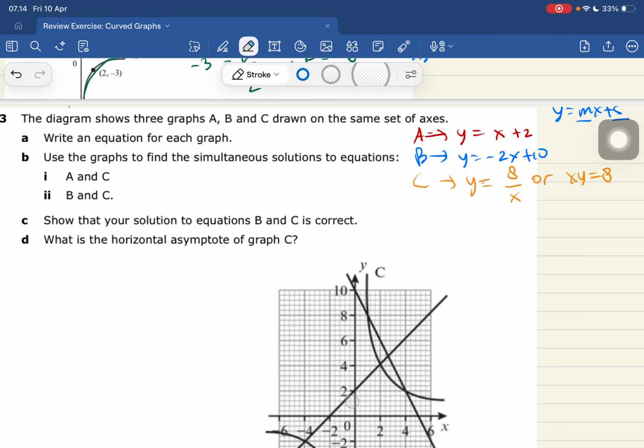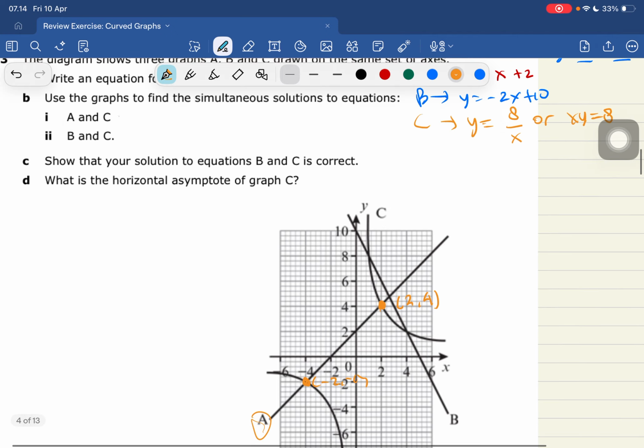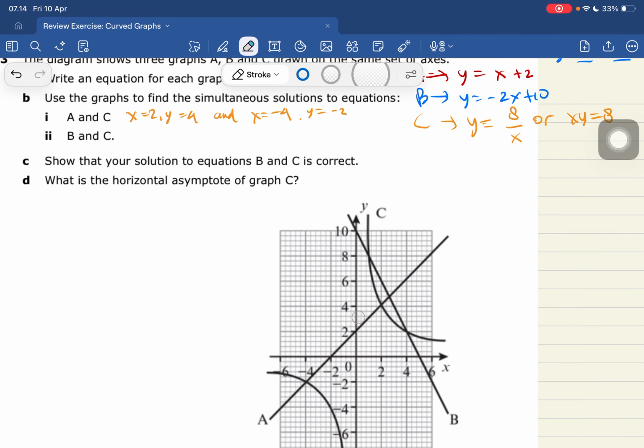Okay, we'll use the graph to find the simultaneous solution to the equations. A and C. This is A and this is C. We got the first point here and the second point is here. So this point is 2 and 4. This point is negative 2 and negative 4. Let me write it here. So x equal to 2, y equal to 4, and one more is x equal to negative 4, and then y equal to negative 2.